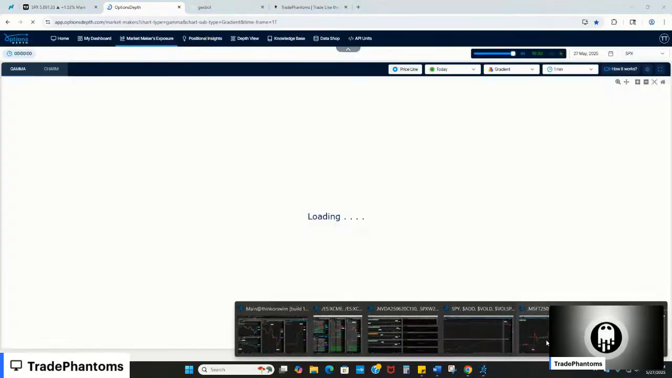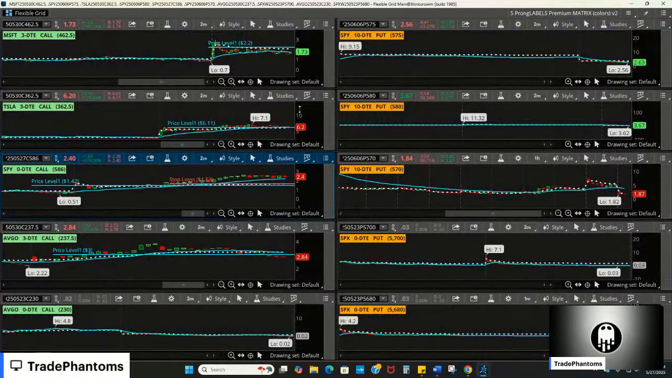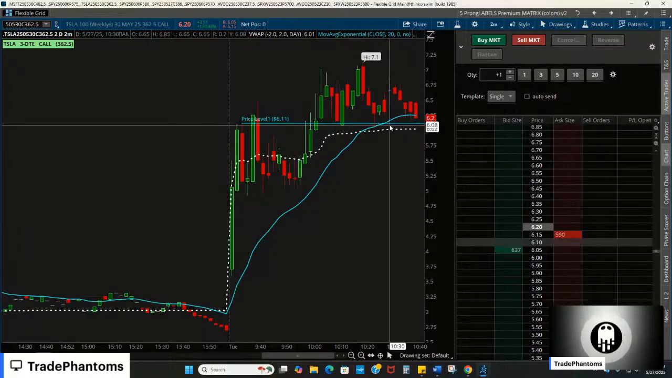All right, I'm just going to probably cut my runners on Tesla here. Just going to flatten out Tesla here. Flat means all out. Not a monster trade, but I'll keep my gains here.